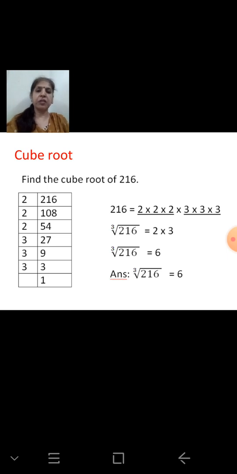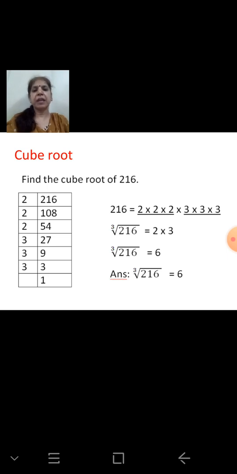Now the cube root of 216 is equal to what I have done. From the group of 2s, 1 two is taken. From the group of 3s, 1 three. So 2 3s are 6. Cube root of 216 is 6. Then write the final answer. Cube root of 216 is 6. This is the way you are going to find cube roots by using the factorization method.